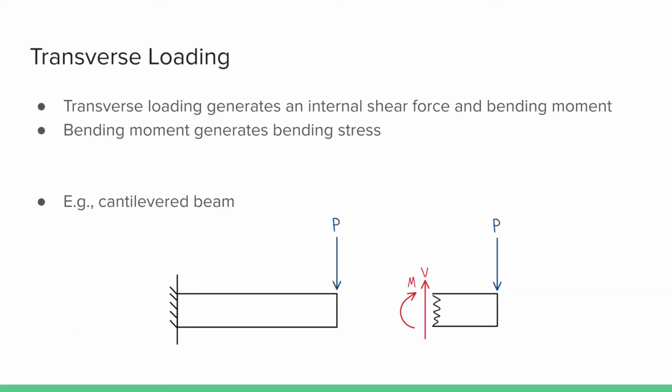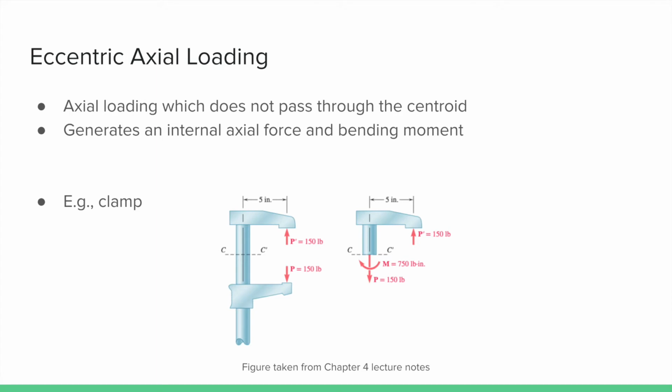The second way bending can occur is through transverse loading. When a beam experiences transverse loading, an internal shear force and bending moment are generated throughout the beam, and this bending moment in turn produces the bending stress. An example of transverse loading is a fixed horizontal cantilever beam. By applying a vertical or transverse force to the free end of the beam, an internal shear force and bending moment are generated.